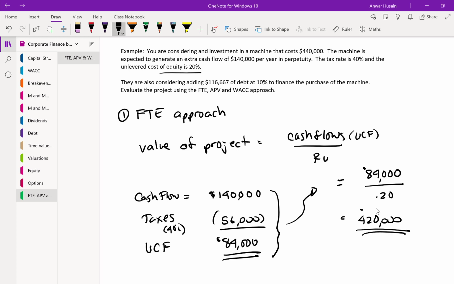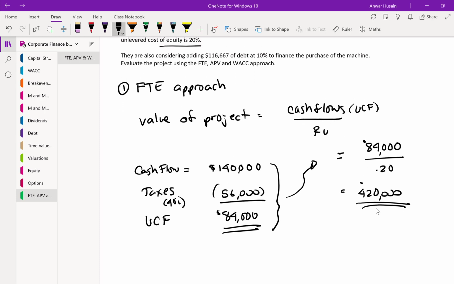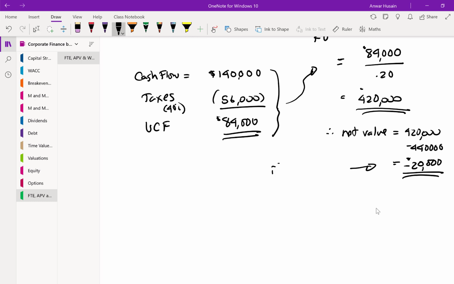Now clearly, it doesn't make sense to do it. It costs $440,000, and it's going to generate $420,000. Therefore, it has a net value equal to 420 minus 440, which is the cost. So negative 20,000. So you do not do this project. But the disclaimer here is if this is funded with 100% equity.